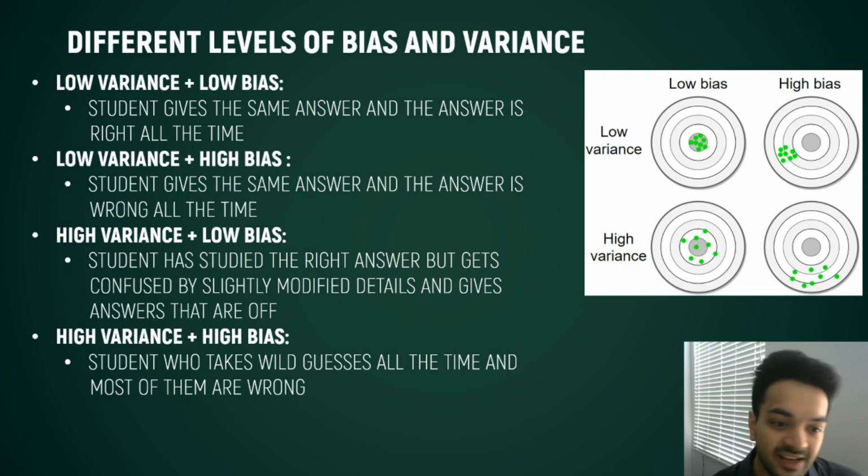Now what about high variance and high bias? This would be that a student just takes wild guesses all the time and most of them are wrong. It's the bottom right image.